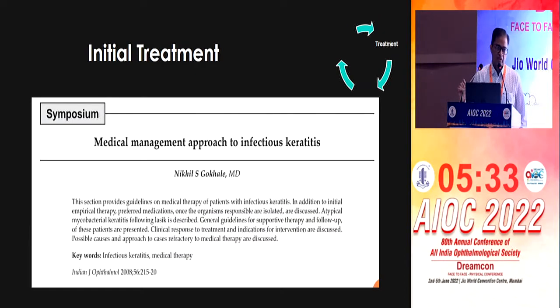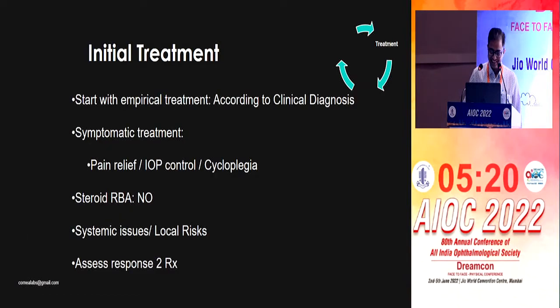Once you have come to some clinical diagnosis, you will initiate your medical management, and I have borrowed so heavily from this article from Dr. Nikhil Gokhale that I needed to show this. You start with empirical treatment according to the clinical diagnosis. I'll come to this part. You'll give symptomatic treatment. The risk-benefit analysis for giving steroids says that it's a big no. You shouldn't start with any sort of steroids. This is a very clear-cut message to the general ophthalmologist, which I would like to give.